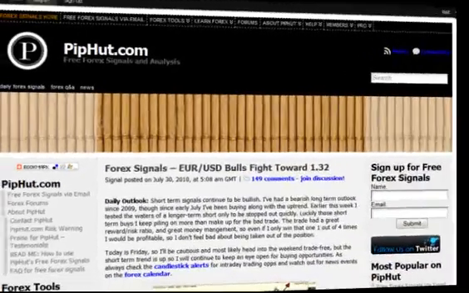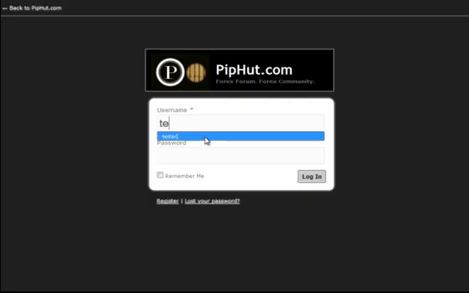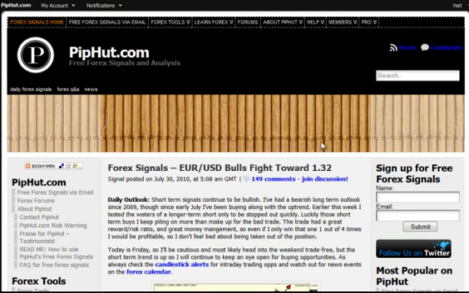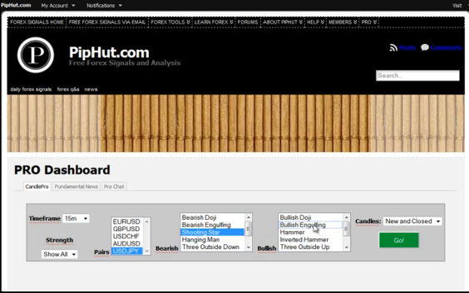So the first thing we want to do is log in, and we can log in by clicking login in the upper left, entering in our user credentials, and selecting login. We can get to the dashboard by selecting Pro Dashboard underneath the Pro menu, and this will bring us to Candle Pro. We'll make our selections here, making sure we have the 15-minute time frame selected, and then we'll go ahead and click Go to pull up some results.